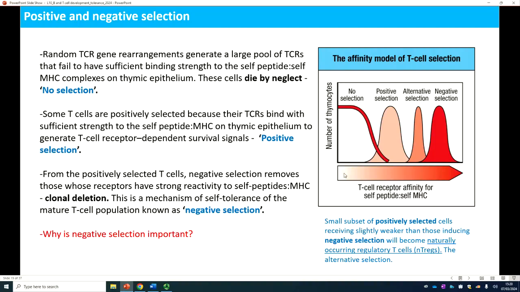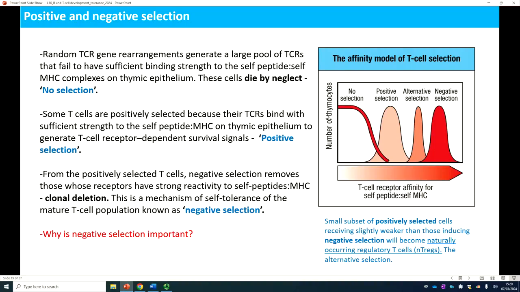When we're getting all these TCR gene rearrangements occurring, obviously these are all random, so we're going to get a huge amount of T-cell receptors, and inevitably a lot of them don't recognize anything. This is called no selection, so that's what this line is here. These T cells are not going to interact with self-MHC or self-peptide. They're not going to get that signaling through their T-cell receptor that provides survival signals. So they're going to essentially die by neglect, as we call it. They're not going to get that survival signal, they're going to die, and that is called no selection.